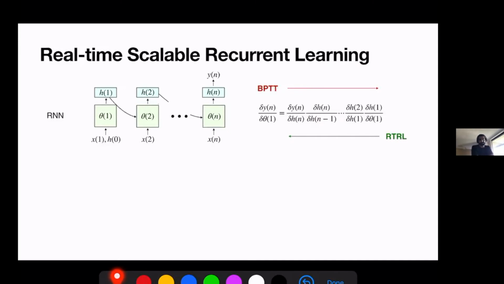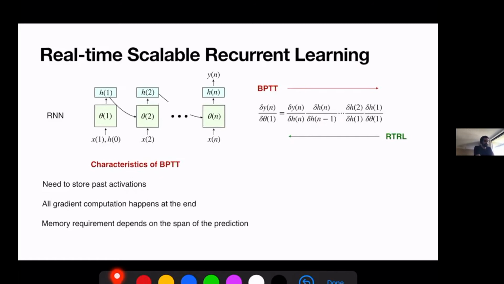Both of these algorithms might seem similar, but they make very different trade-offs. If you look at the characteristics, BPTT has to store past activations because you have to wait for the prediction and then do all the computation. The computation also is not uniformly distributed, which is bad. And the memory requirement depends on the prediction span, which is also bad.